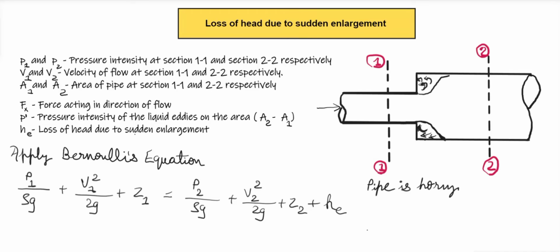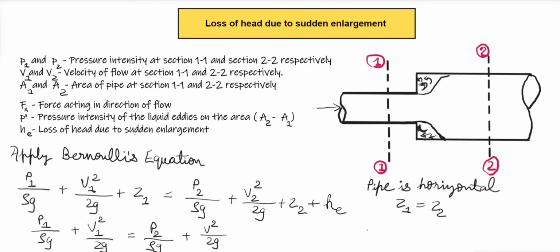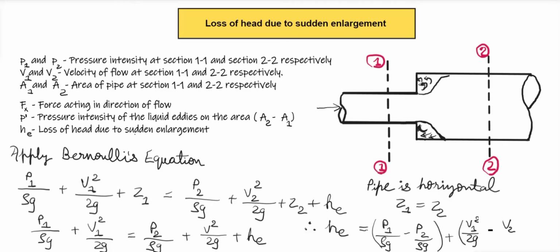Now as this pipe is horizontal, Z1 will be equal to Z2, so it will get cancelled out. We'll be left with P1 by rho g plus V1 square by 2g is equal to P2 by rho g plus V2 square by 2g plus He. Now we'll write making He the subject of the equation. Therefore we get He is equal to P1 by rho g minus P2 by rho g plus V1 square by 2g minus V2 square by 2g.